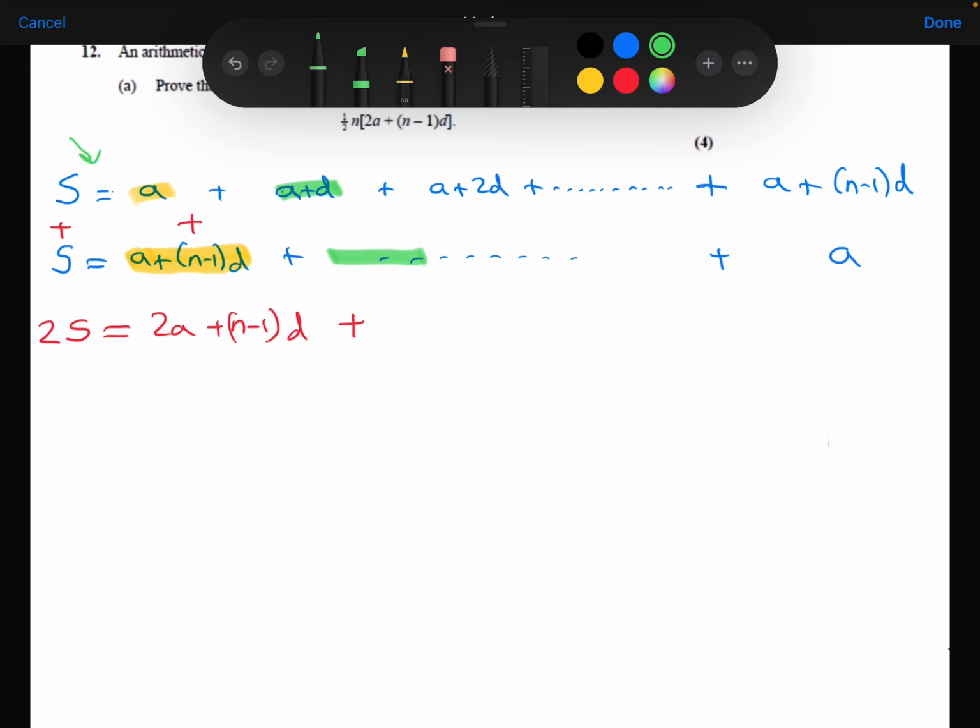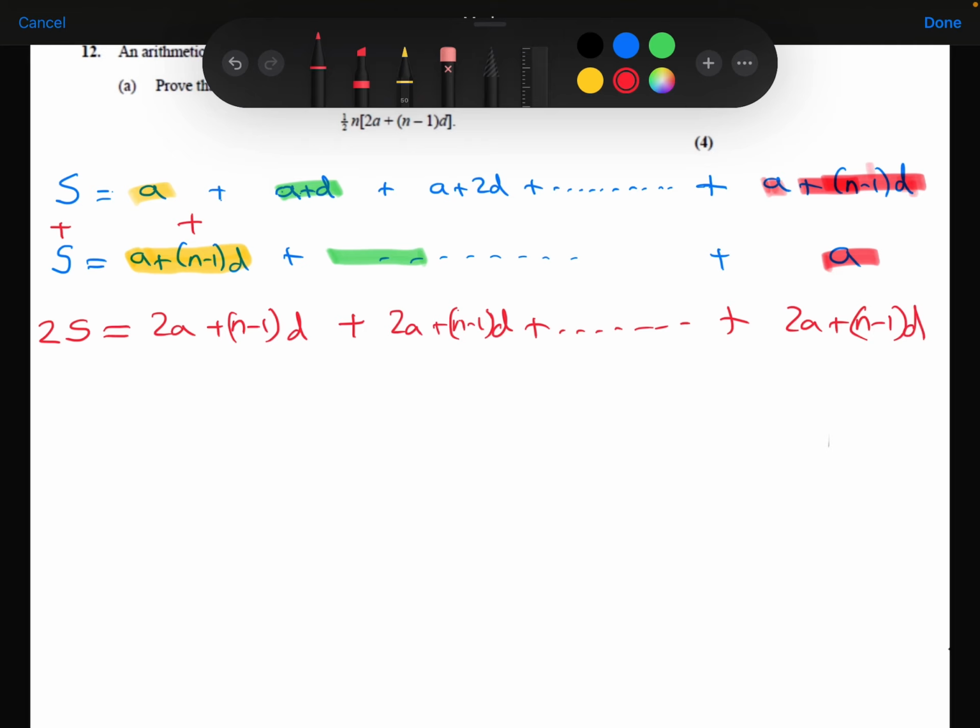this line here, is going up by d each time. We're adding d each time. The bottom line, because it's in reverse, is going down by d each time. Therefore, when I'm adding them together, I'm always going to get the same answer. I'm always going to get this 2a plus n minus 1 d. Always. Just to have a look at the last terms here, the a plus n minus 1 d plus a is again 2a plus n minus 1 d.